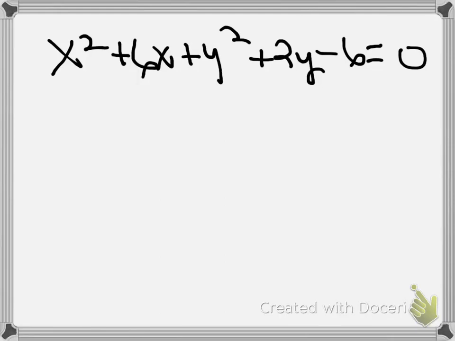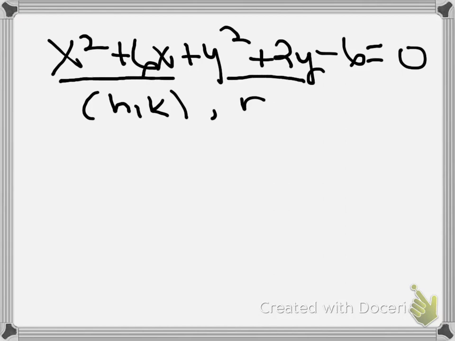Suppose we have this general equation of a circle, and we're asked to find the center of the circle, (h, k), and the radius of the circle, r. Notice that if we rearrange some terms, we have x squared plus 6x, and y squared plus 2y, but they're not perfect squares, so we're going to have to complete the square.